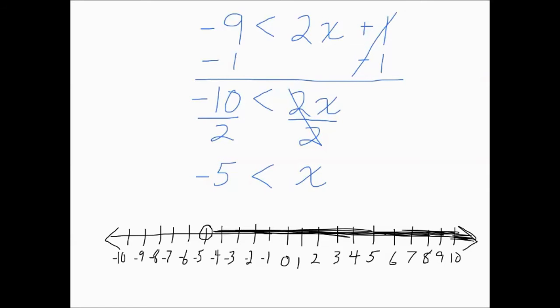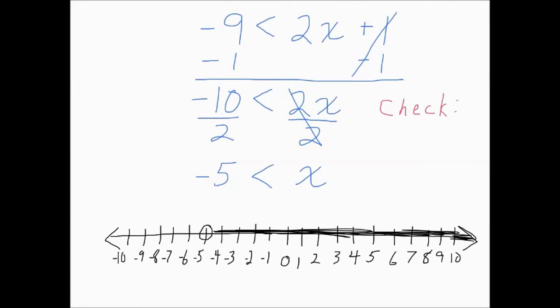Let's look at another example. Now we can check this just like we can check an equation. So let's pick any number bigger than -5. What's your favorite number? I don't know. I like the number 7. When I was a kid, 7 was my lucky number. So let's pick 7.